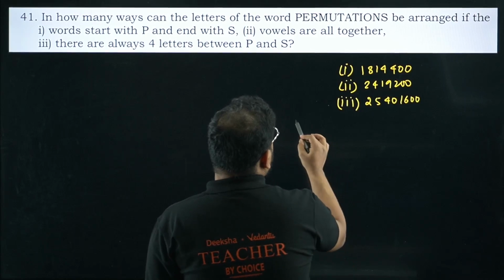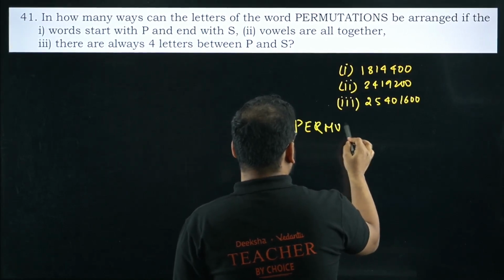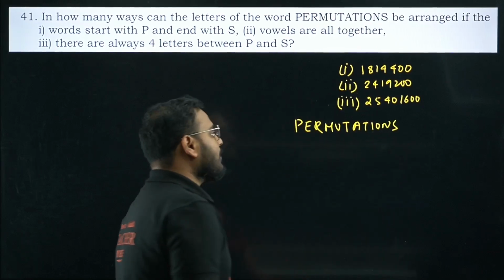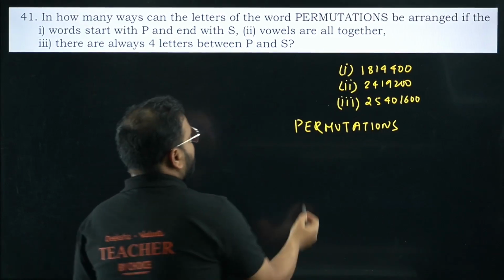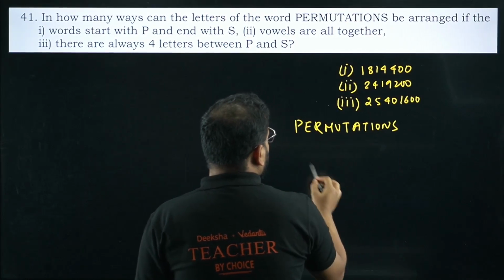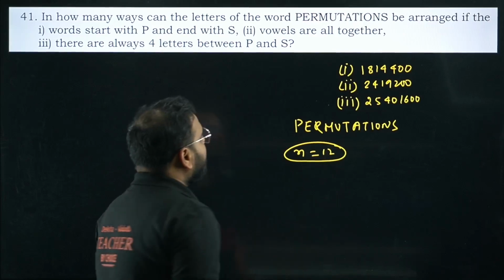So what is the word given to us? Permutations, right? How many letters are there? 2, 4, 6, 8, 10, 12. The total number of letters is going to be 12. Okay, first option now.